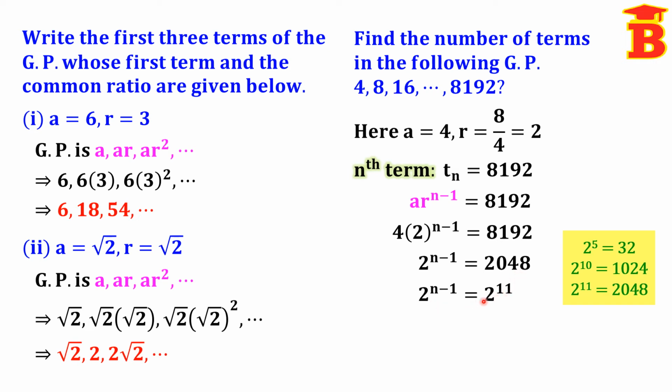Now both sides we have 2 power. So equating the power, we get n minus 1 equal to 11. Now this minus 1 take right side and add. We get n equal to 11 plus 1, 12. So the value of n is 12. Therefore the number of terms is 12.